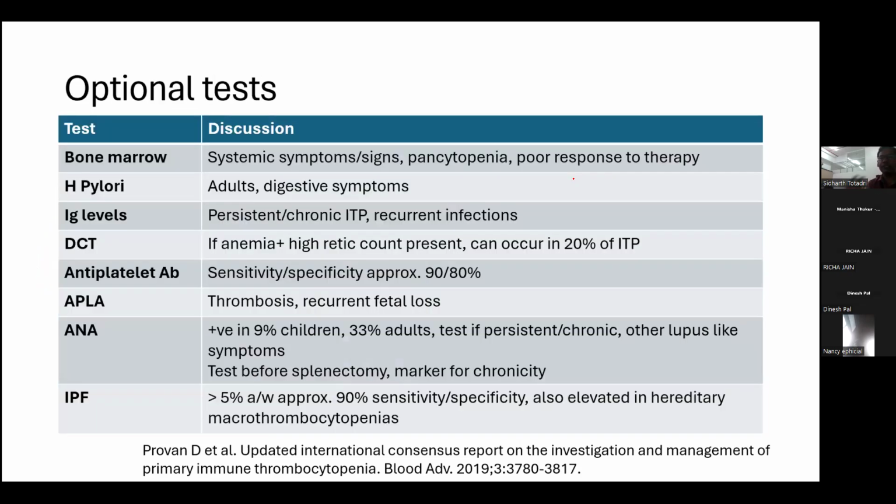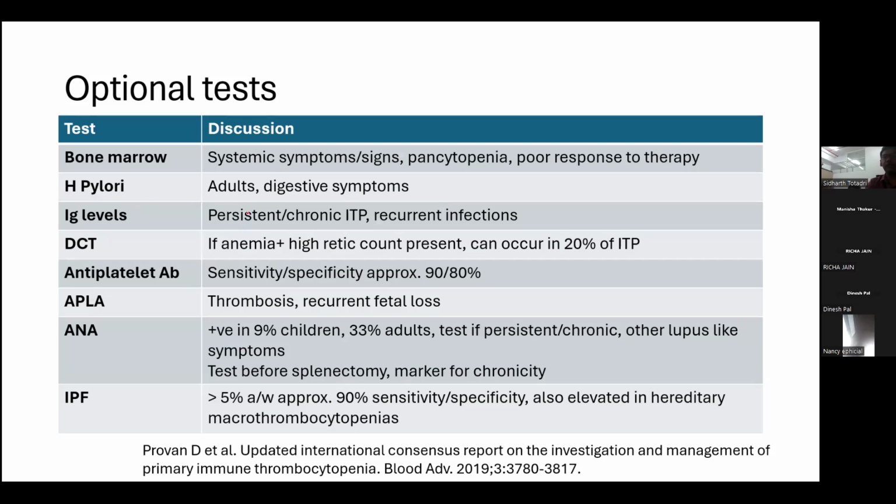Now, all the other investigations that people talk about, like bone marrow, actually it is not a recommended investigation, but you should consider it if there are any systemic symptoms, like the child is also having severe pallor or ongoing fever, or the child is having lymphadenopathy, hepatosplenomegaly, or multiple blood cell lines involved, like other than thrombocytopenia there is also neutropenia, and so on. You would definitely like to do a bone marrow to exclude other diseases like leukemia and aplastic anemia.